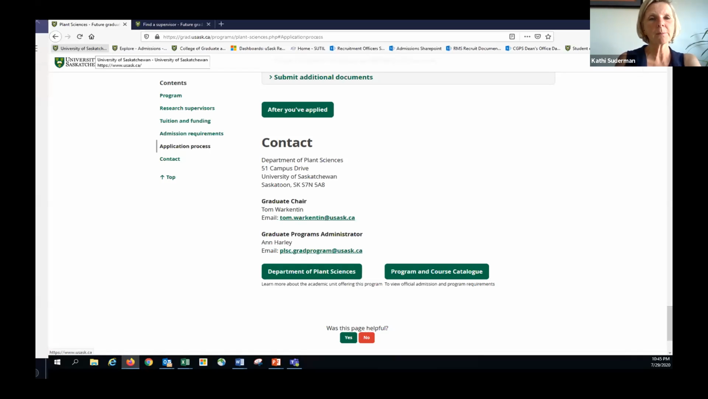At the bottom of each of our program pages, for example, for the Department of Plant Sciences, we will always have the graduate chair and the graduate programs administrator listed there. So these are the people that you could be copying on those emails.